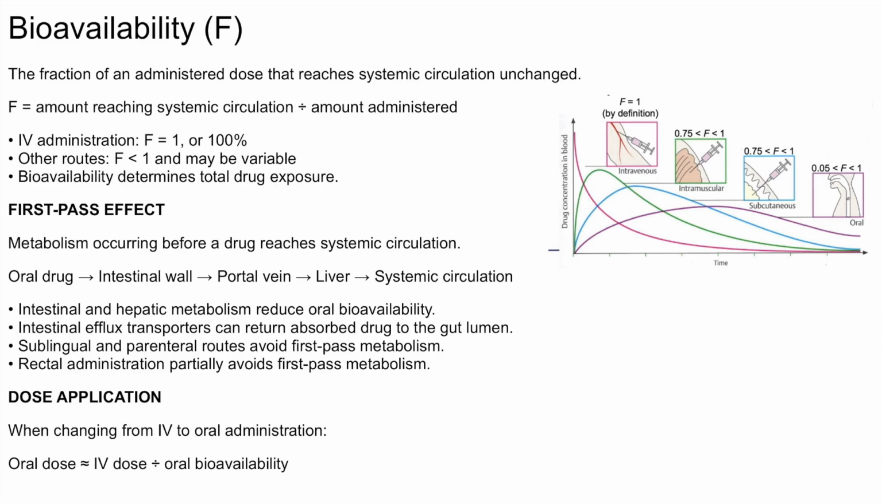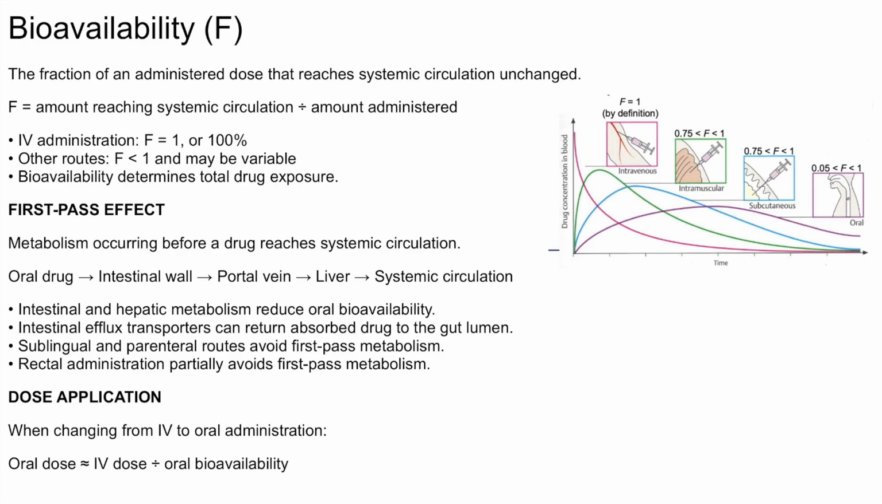Oral bioavailability may be reduced by incomplete absorption, intestinal metabolism, efflux transporters, and hepatic first-pass metabolism. An oral drug passes through the intestinal wall and portal circulation before reaching the liver, where part of it may be metabolized before entering systemic circulation. Sublingual and most parenteral routes avoid first-pass metabolism. For example, rectal administration partially avoids it because venous drainage differs between the upper and lower rectum.